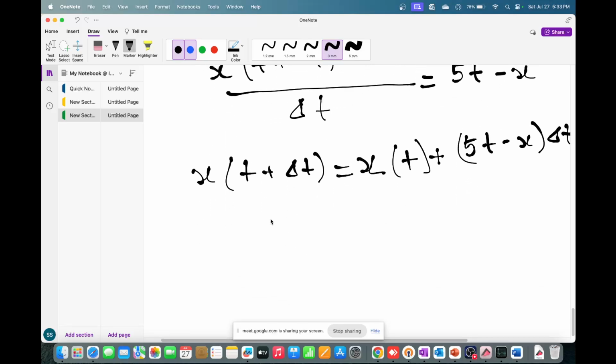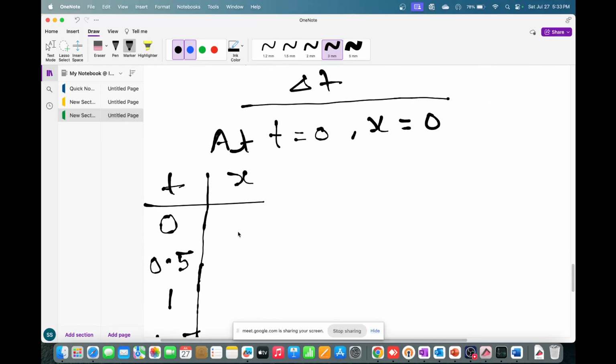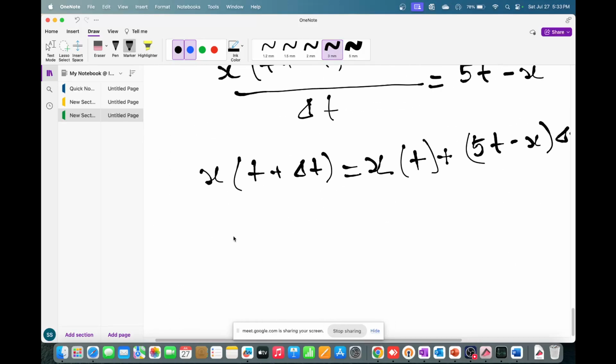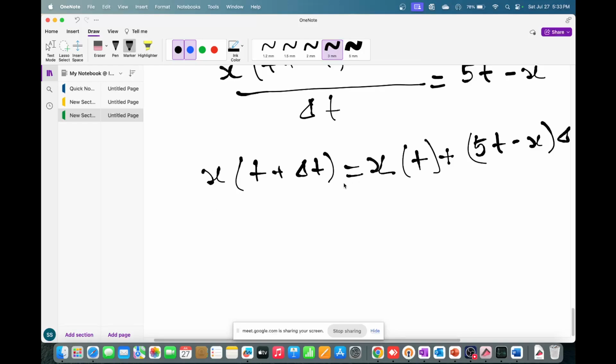Now when t equal to 0, what is the value of x? So initially at t equal to 0, you're given the initial condition, the value of x is 0. Now you want to calculate the value of x when t equal to 0.5. You just substitute t equal to 0 and delta t equal to 0.5.